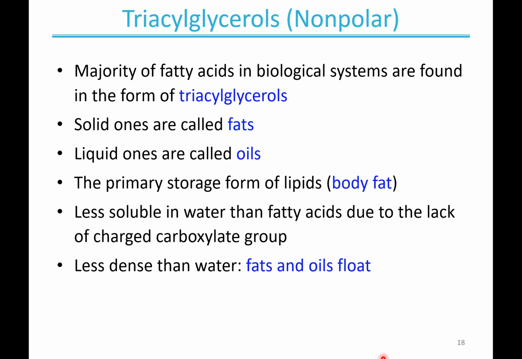So that's fatty acids in sort of an overview. The fatty acids are building blocks for the storage of fat in the body, and those are in the form of triacylglycerols. The majority of fatty acids in biological systems are found in the form of triacylglycerols. Solid ones are called fats, and liquid ones are called oils. They're the primary storage form of lipids in the body, in the form of body fat. They're less soluble in water than fatty acids by themselves because they lack that charged carboxylate group, and we'll see the structure here in a second. Where we normally have a negative charge on the carboxylate group, it is now attached to a glycerol. These are less dense than water, and that's why fats and oils float on water.